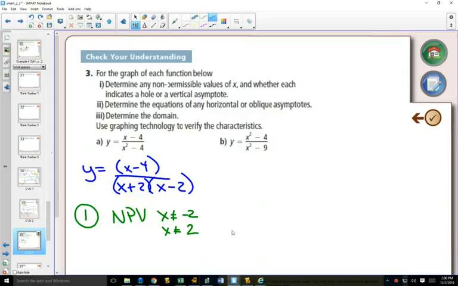So, there's our non-permissible values. Are they vertical asymptotes or holes? They're vertical asymptotes. You have one vertical asymptote at x equals -2 and another vertical asymptote at x equals 2.